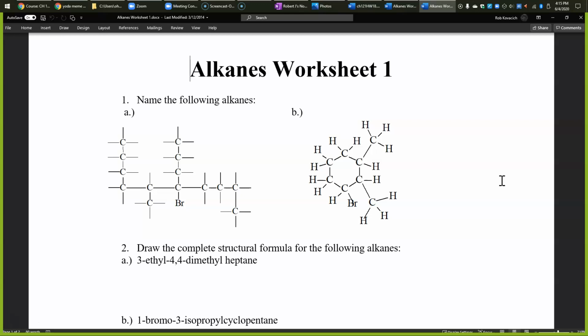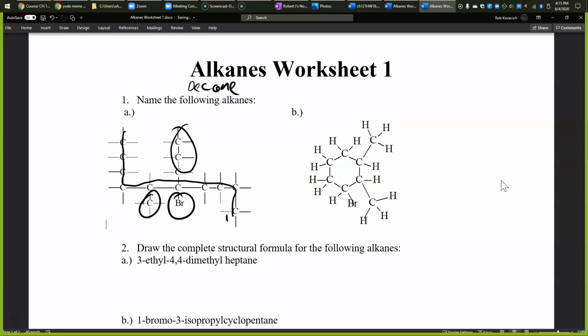What's the longest continuous carbon chain? We okay with it being a decane? Okay, so I'm gonna say decane. It's all single bond, so it's a decane. The side chains are this bromine, this propyl, and this methyl group. So I'm going to start from this side. 1, 2, 3, 4, 5, 6. So alphabetically, bromine comes first.